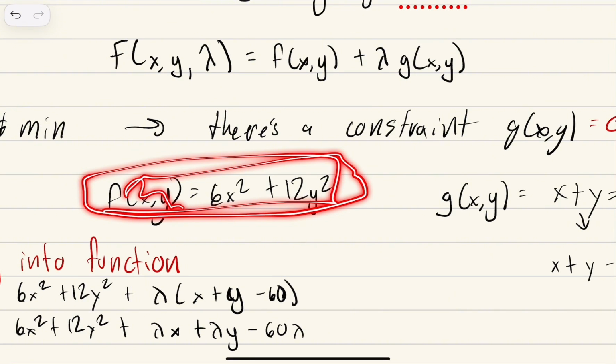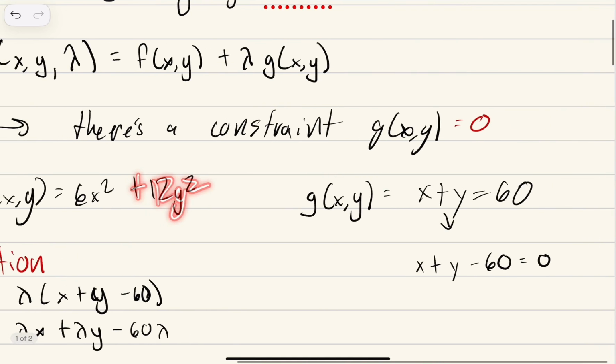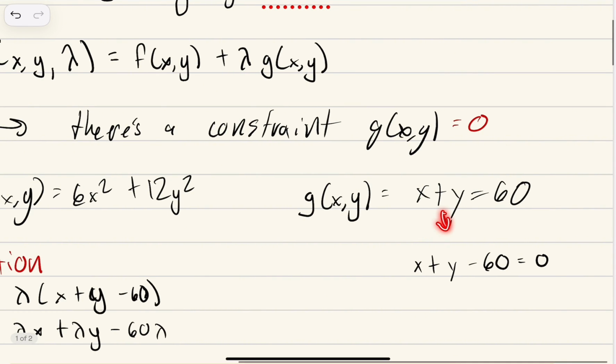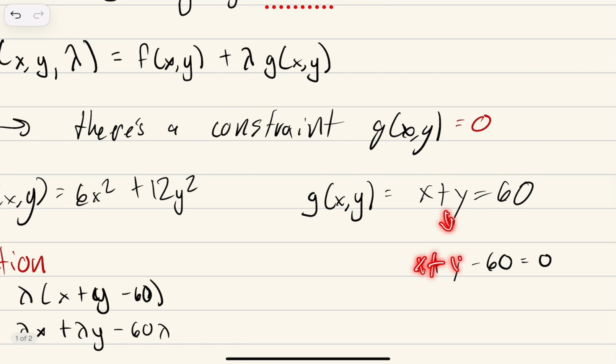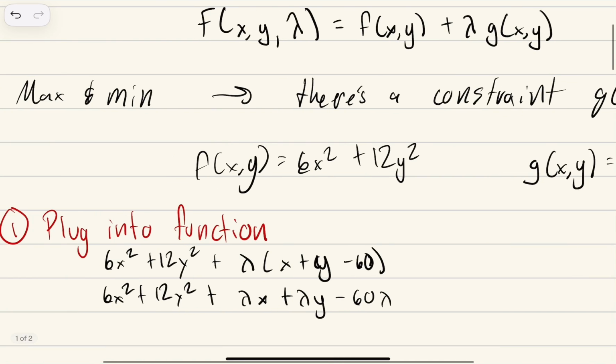In this case, our function f of x, y is equal to 6x squared plus 12y squared. And then our constraint is going to be g of x, y equal to x plus y equal to 16. But we do need the constraint to equal 0. An easy way to resolve that problem is to subtract 16 from the other side, and now it is equal to 0.